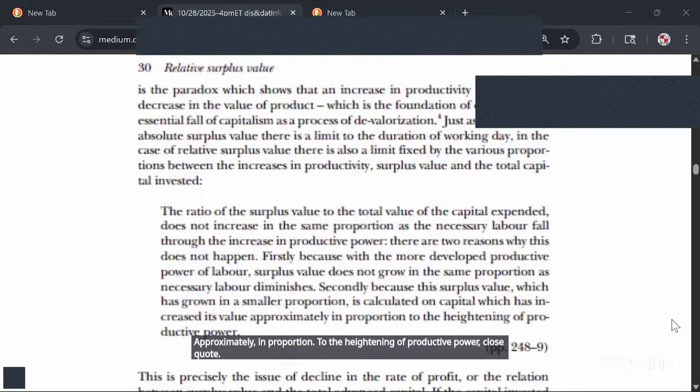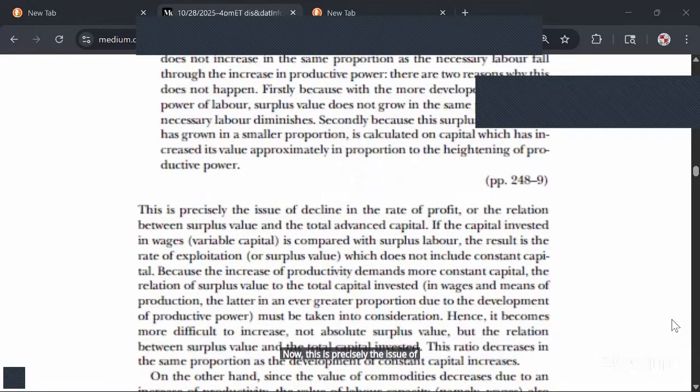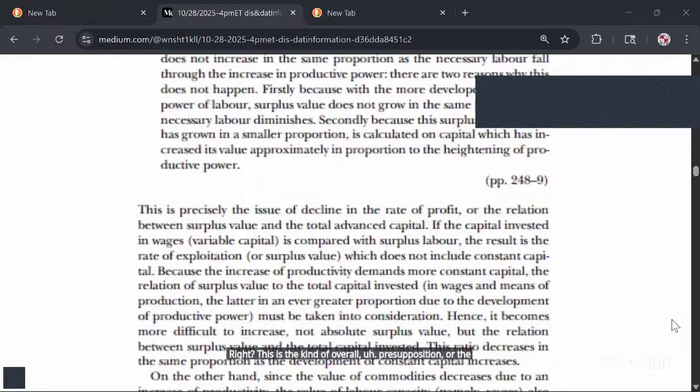Now, this is precisely the issue of the decline in the rate of profit, or the relation between surplus value and the total advanced capital, right? This is the kind of overall presupposition, or the conclusion that is followed by a lot of folks about the question of the rate of profit falling ultimately because of the organic composition of capital, etc.